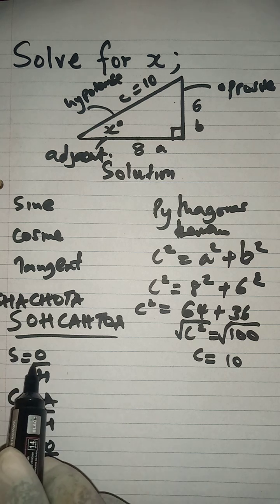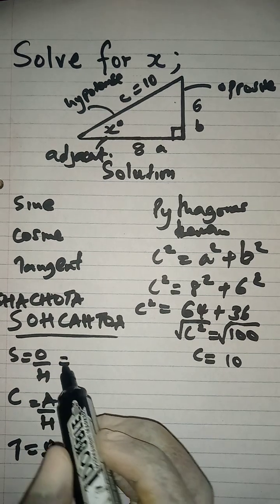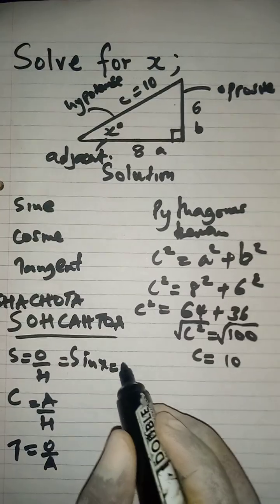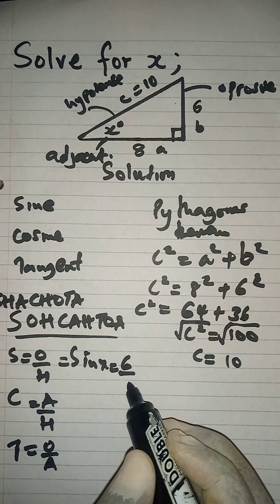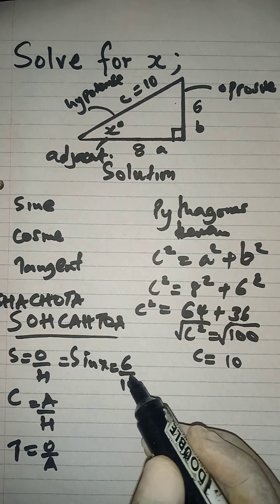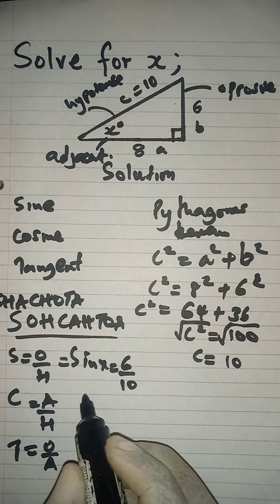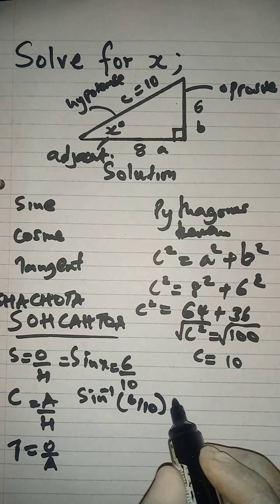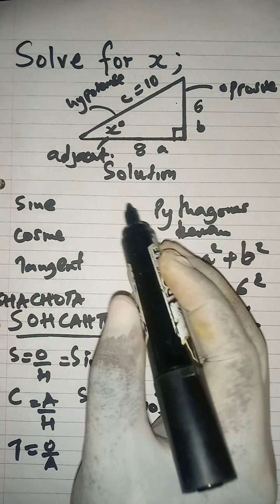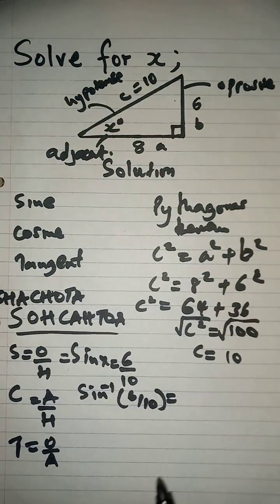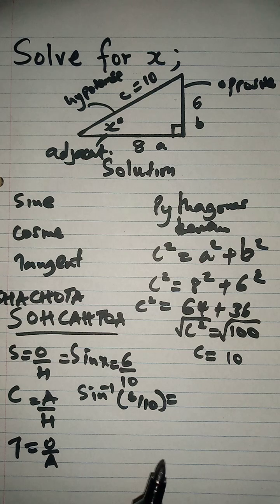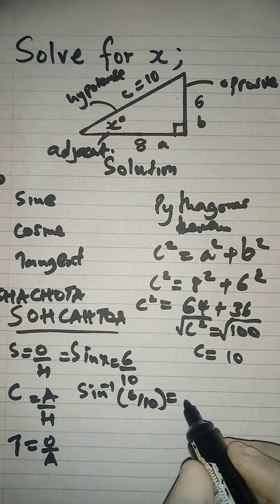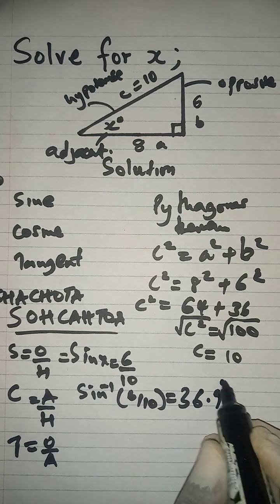For the sine, opposite over hypotenuse. That means that my sine x is equal to the opposite of x, which is 6, over 10. Then I'm going to take the sine inverse of 6 over 10, which will give me the value of this angle x. When you compute in your calculator, I'm going to write it to 1 decimal place, 36.9 degrees.